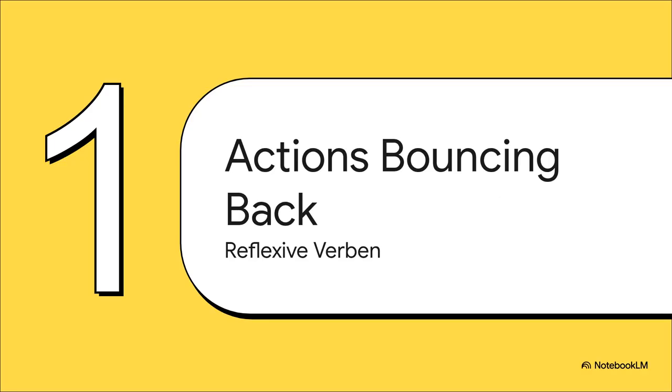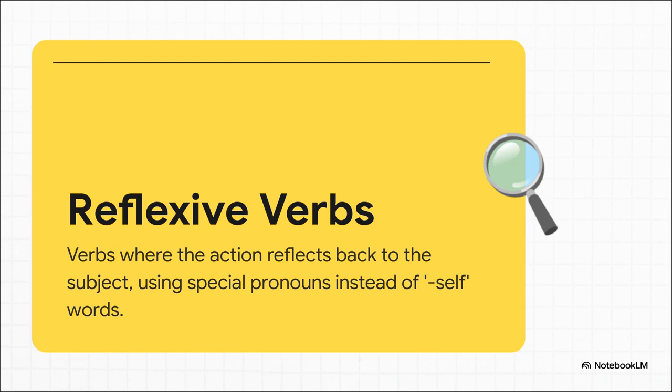And that system brings us to our main event for today, reflexive verbs, or as they say in German, reflexive Verben. This is just the official name for these bouncing back actions, where the person doing the action is also the person receiving it. So here it is, the key difference. Instead of tacking on a self word like we do in English, German uses a special little word called a reflexive pronoun. It basically bakes that bouncing back idea right into the grammar of the sentence. And these pronouns are the absolute key to unlocking this whole concept.